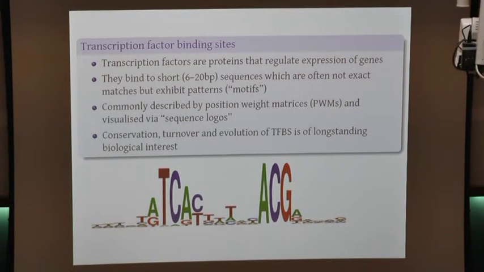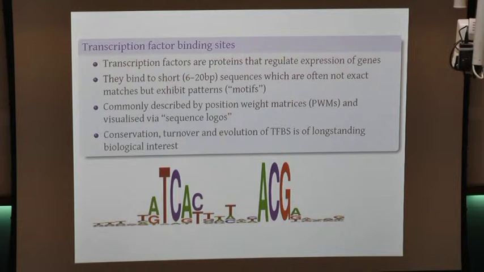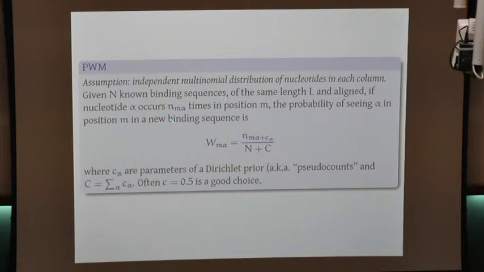And now the conservation and the turnover, the evolution of TFBS, is a long-standing problem of interest, because it's widely believed, and it's come up here too, that a lot of action in terms of variation in populations and in evolution occurs not at the gene level, but at the regulatory level. And so understanding these things is very much an important research topic. So what is the position weight matrix?